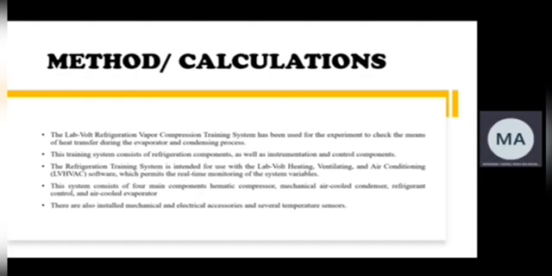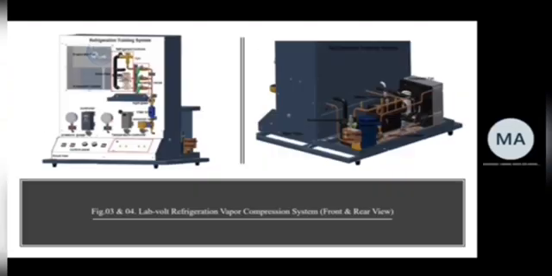The refrigeration training system is intended for use with the Lab-Volt heating, ventilating, and air conditioning software, which permits real-time monitoring of the system variables. This system consists of four main components: hermetic compressor, mechanical air-cooled condenser, refrigerant control, and air-cooled evaporator. There are also installed mechanical and electrical accessories and several temperature sensors. Next, test points T1 through T7 provide temperature readings.